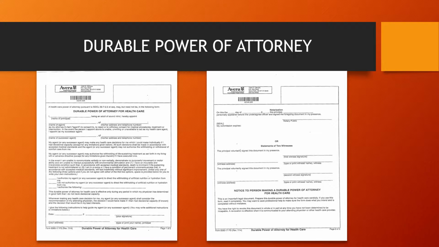It does say on the form that the patient can authorize their agent to make full decisions. It also gives them the opportunity to say that they only want certain decisions made by their power of attorney.